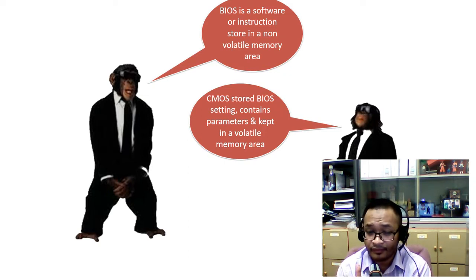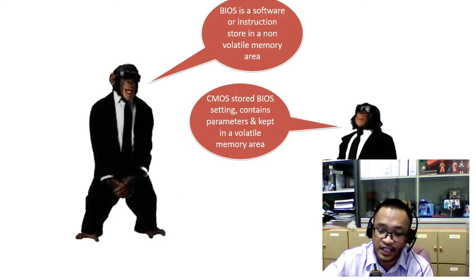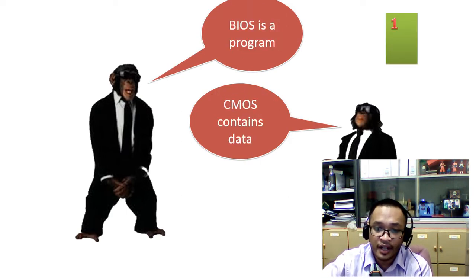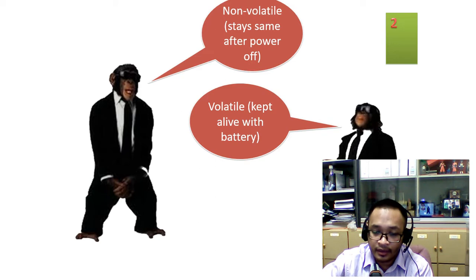However, even though the CMOS is stored in a volatile memory area, the content of the CMOS is not lost because we have a CMOS battery that provides backup power to the CMOS chip. So BIOS is a program, CMOS contains data. BIOS is non-volatile, it will stay the same.